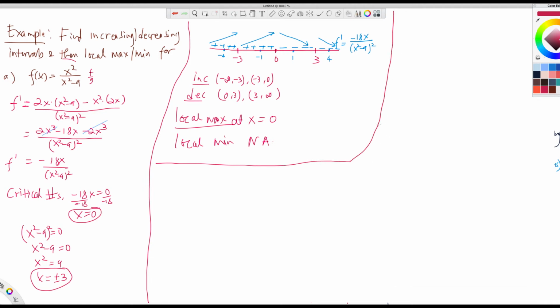You understand that? So there is just the local max, or the relative max, only. Let us do the last example for this section. Number B: let's take f(x) equals, let me take a function with some trig functions there.